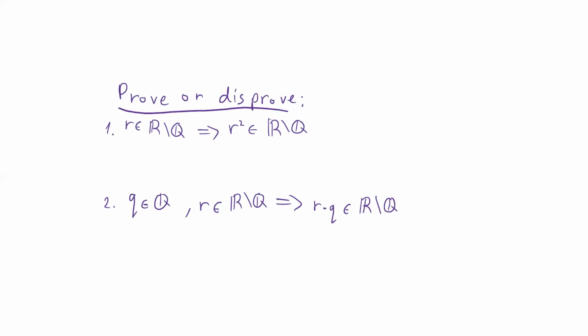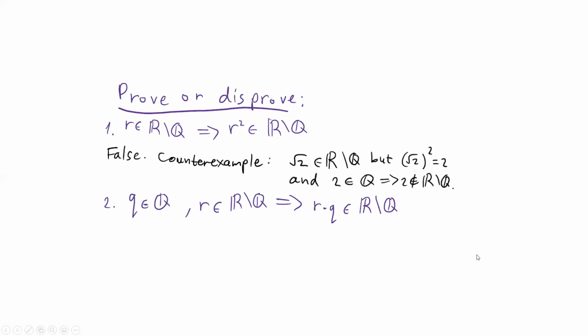There exists r in R minus Q such that r squared is not in R minus Q. In our question, this r in R minus Q that we take as an example is square root of 2. Square root of 2 is irrational, but square root of 2 squared is 2, which is rational. Why do we call it a counterexample? It is just an example. We call it a counterexample when the example helps us to disprove something.